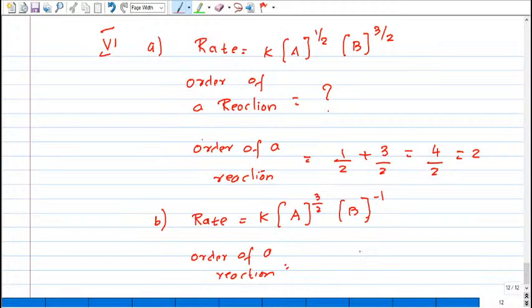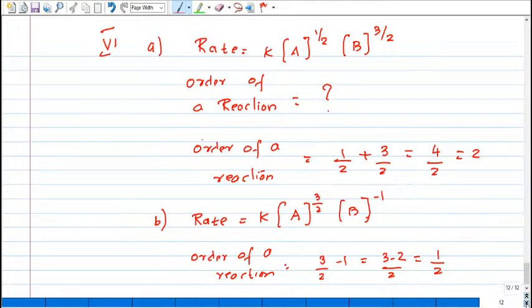Yes. It is nothing but 3 by 2 minus 1. We get 3 minus 2 by 2. It is 1 by 2. So, the order of a reaction is 1 by 2. So, we went with part number 6, going with some sums, finding the order of a reaction.